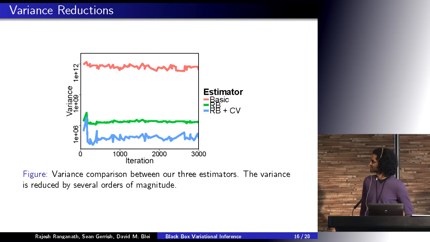So do these really help us? On top, we have our basic estimator, which is the very first one I showed. The second one's the Rao-Blackwellized one, and the last one's with control variates. The y-axis is on log scale, so we can see that the variance is reduced by several orders of magnitude. And in fact, even when we ran the basic algorithm in the time allotted, it didn't make much progress.